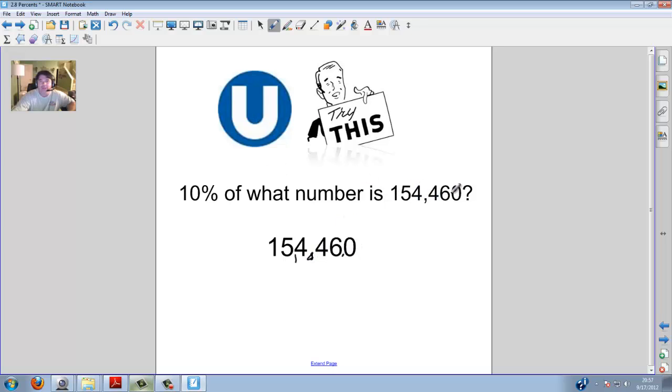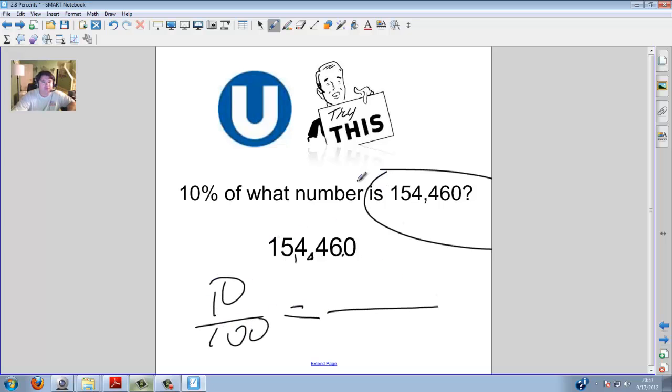10% of 154,460 is 15,446, although if you wanted to be a purist, 10 over 100 equals, all this is on top, 154,460 times x, so this becomes 1,544,600. Wait a minute. No. Yeah. No. 10% of what number is 154,460? Yeah, so I'm sorry. No. Wrong roads. Well, I'm glad I actually checked that out.